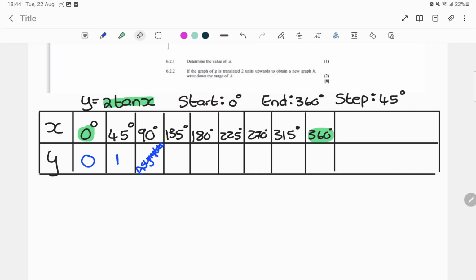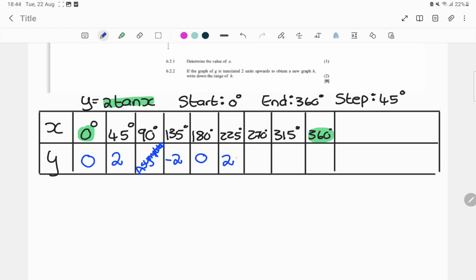Oh wait, sorry, I made a mistake here. At 45 degrees, it's not 1, it is 2. So it's going to be 0, 2, at 90 degrees, math error, meaning there's an asymptote. Then at 135 degrees, you have -2. At 180 degrees, you have 0 again.